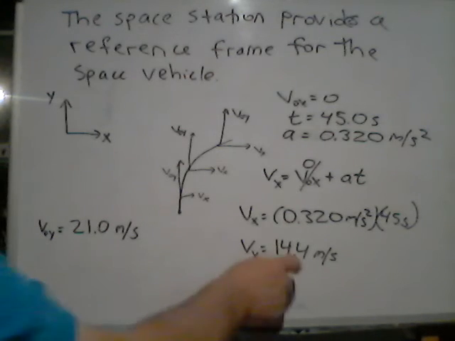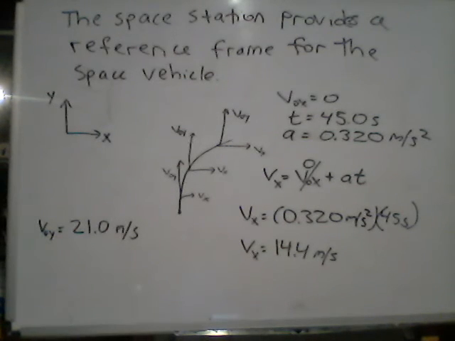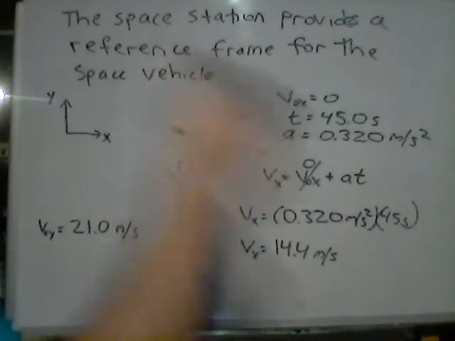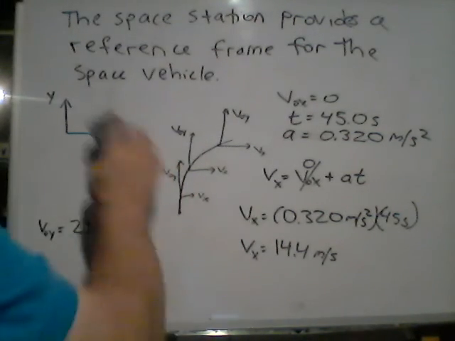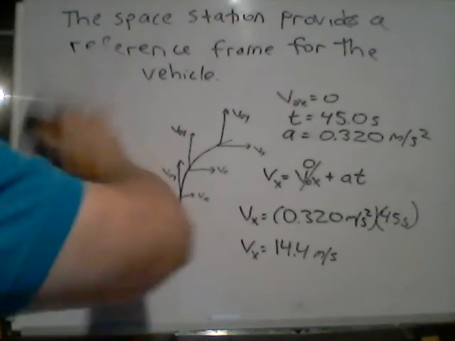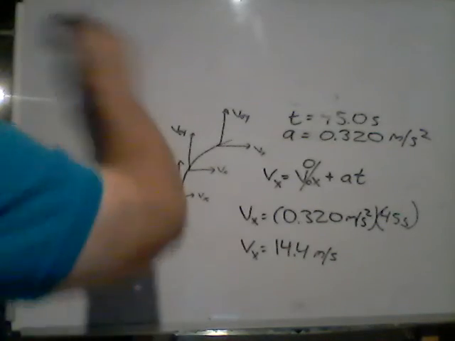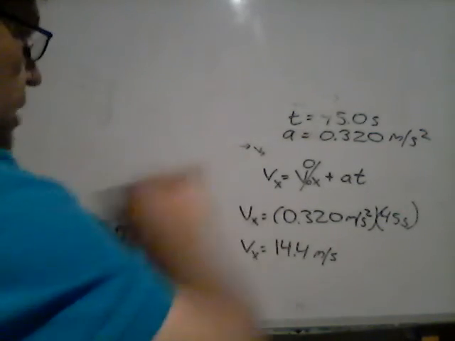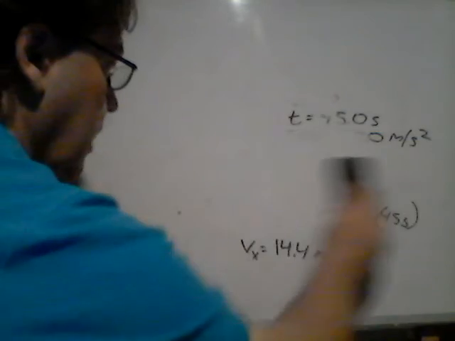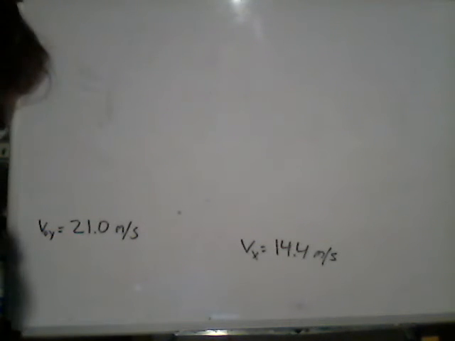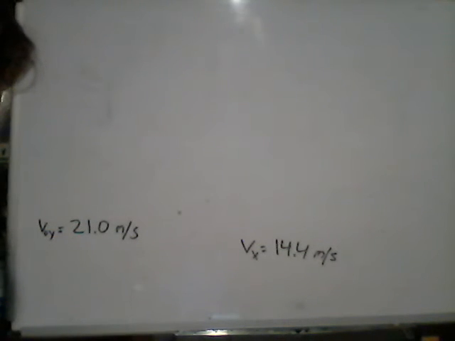Okay, so let's take these two pieces of information and finish the problem. We want to find out what the final velocity vector is. We're now just going to discuss the velocity vector. So at the end, we know that we want to have a magnitude and direction of the velocity vector. That's what we're trying to find out.